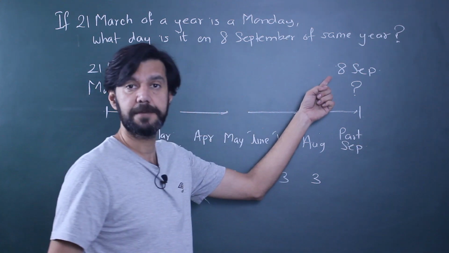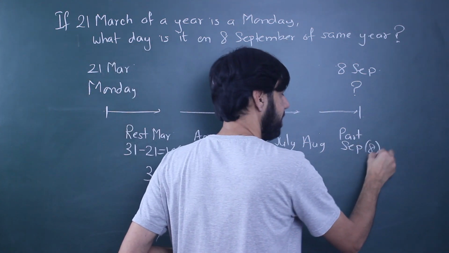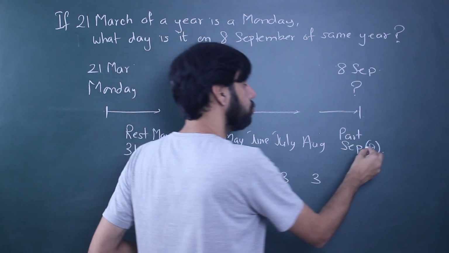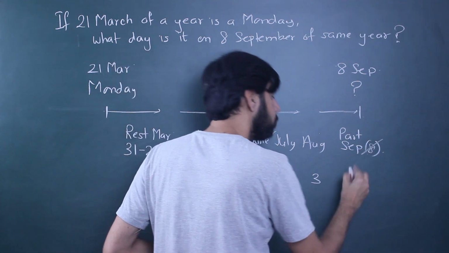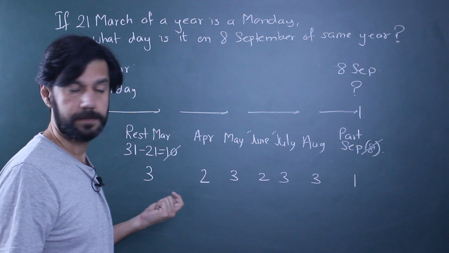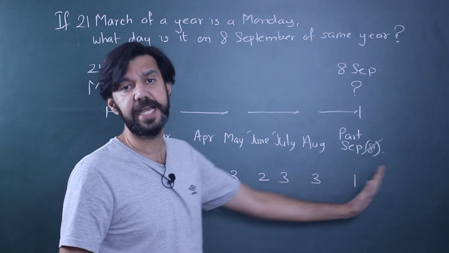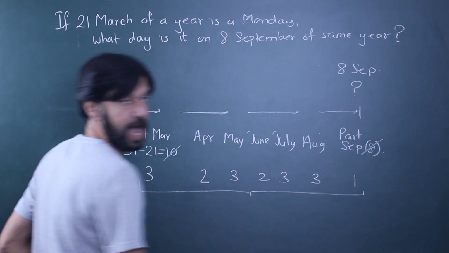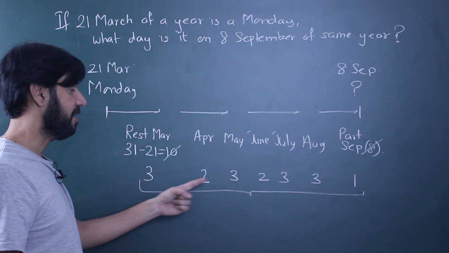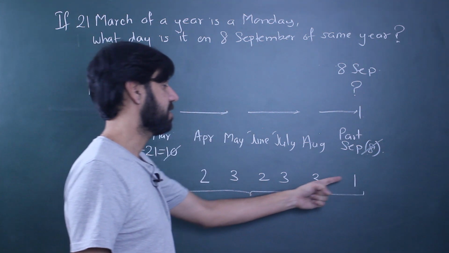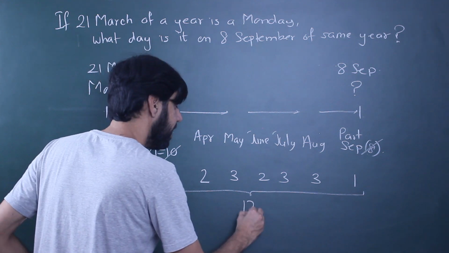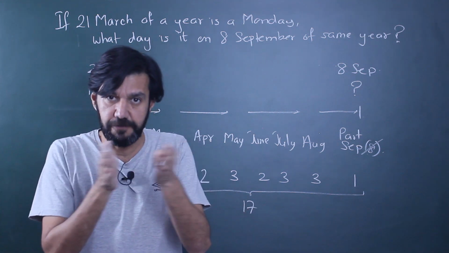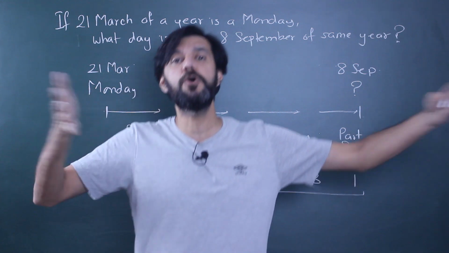September, I don't need the complete September, just part of it. And how many days of September do I need? I just need 8 days. 8 days also is 1 week and just 1 more day. So I've collected all the extra days, and if I total it up, I'll get 3 and 2, 5, 8, 10, 16, 17. 17 days.